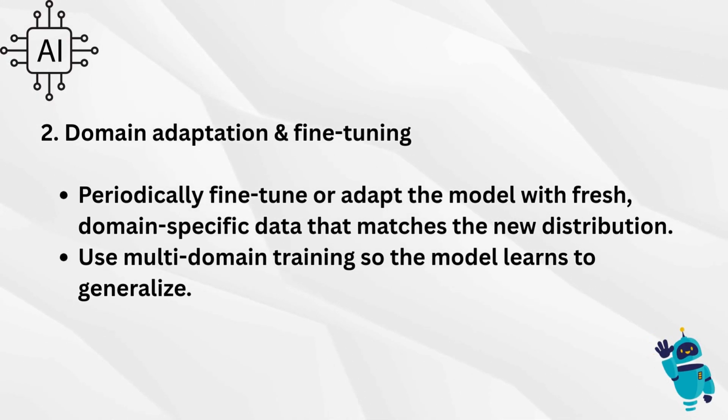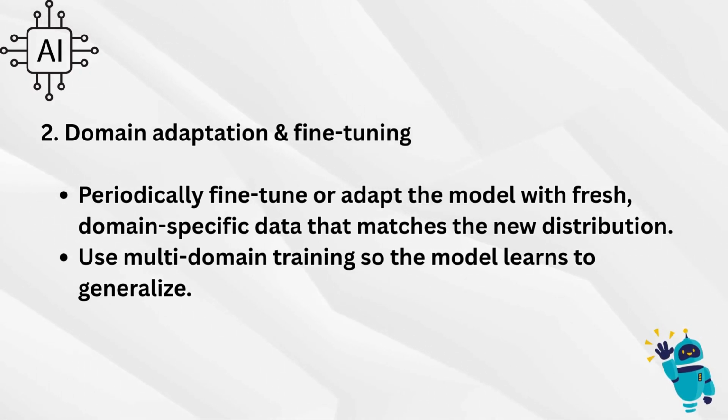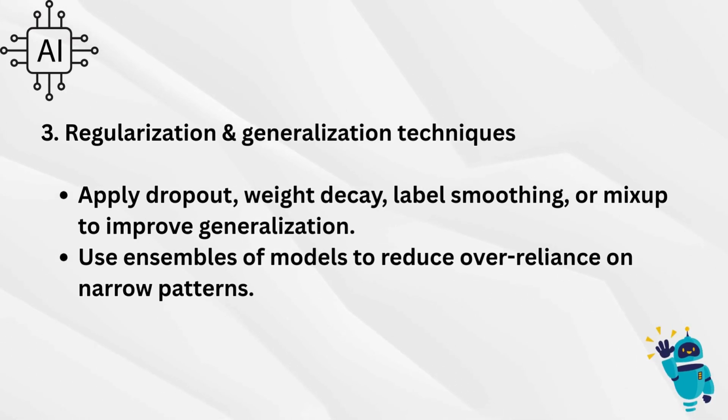Second, domain adaptation and fine-tuning. Periodically fine-tune or adapt the model with fresh, domain-specific data that matches the new distribution. Use multi-domain training so the model learns to generalize. 3. Regularization and generalization techniques. Apply dropout, weight decay, label smoothing, or mix-up to improve generalization. Use ensembles of models to reduce over-reliance on narrow patterns.